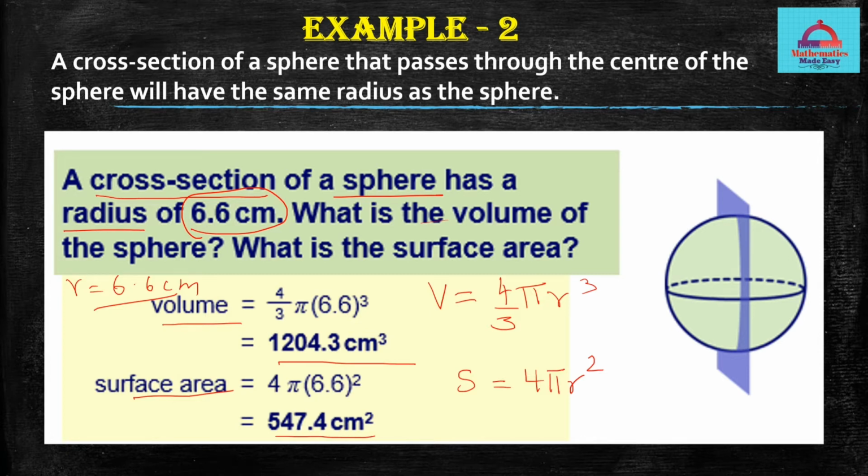547.4 centimeters square. And before we move on to the next slide, let me remind you of the important key concept that we have used. What we have used here is that the cross section of the sphere, which is the circle or the great circle passing through the center of the sphere, and the radius of the sphere are going to be equal. This is actually coming from the definition of your great circle.